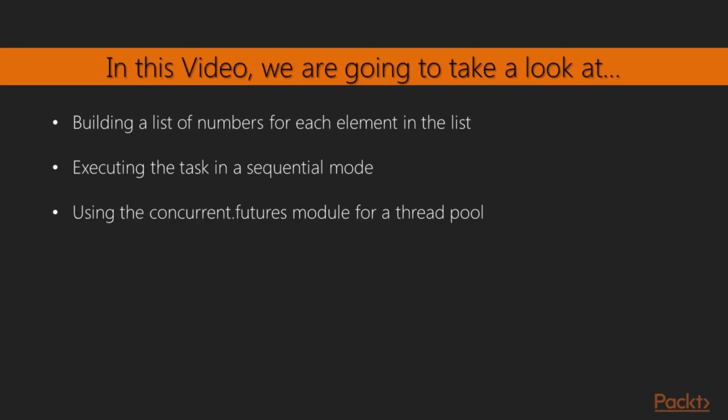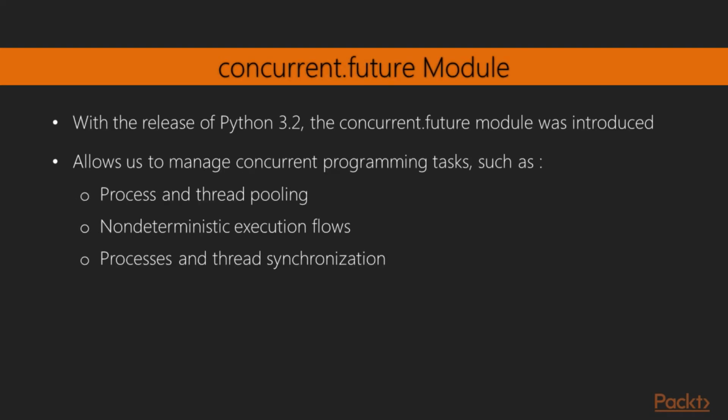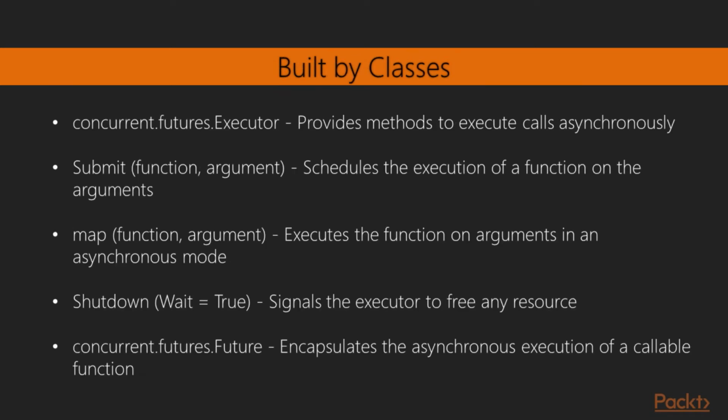In this video, we will manage concurrent programming tasks such as process and thread pooling with the help of the concurrent.futures module. With the release of Python 3.2, the concurrent.futures module was introduced, which allows us to manage concurrent programming tasks such as process and thread pooling, non-deterministic execution flows, and process and thread synchronization. This package is built by the following classes.